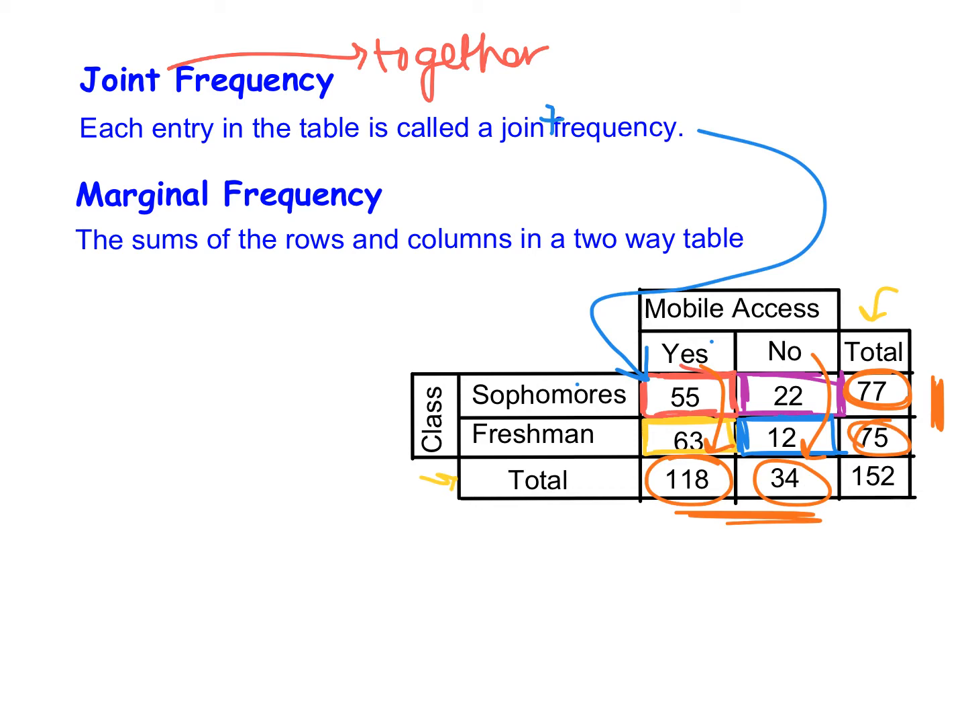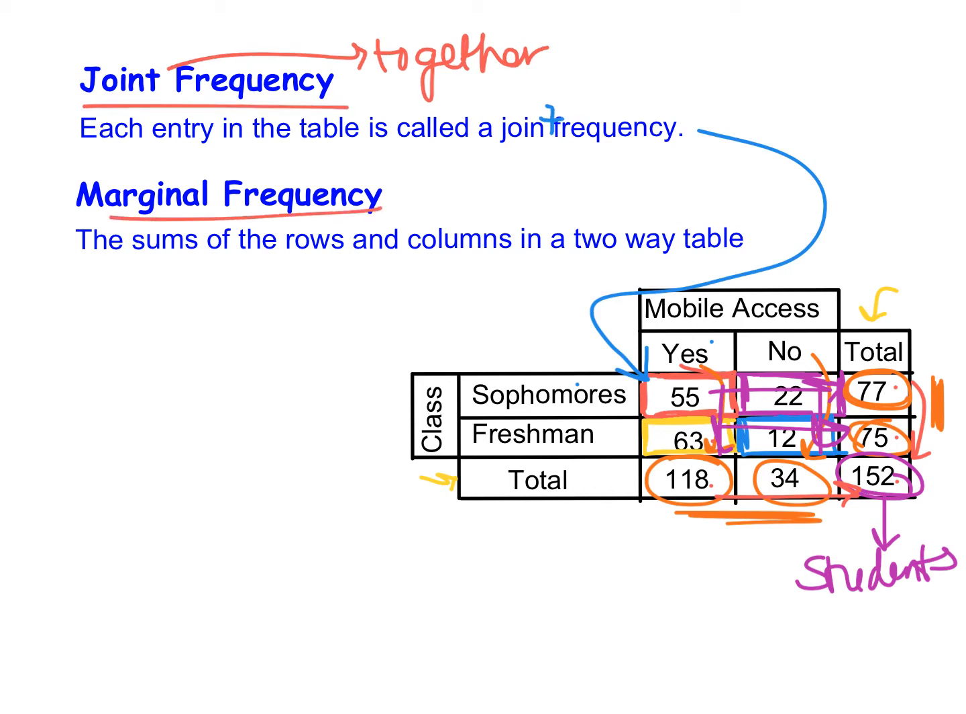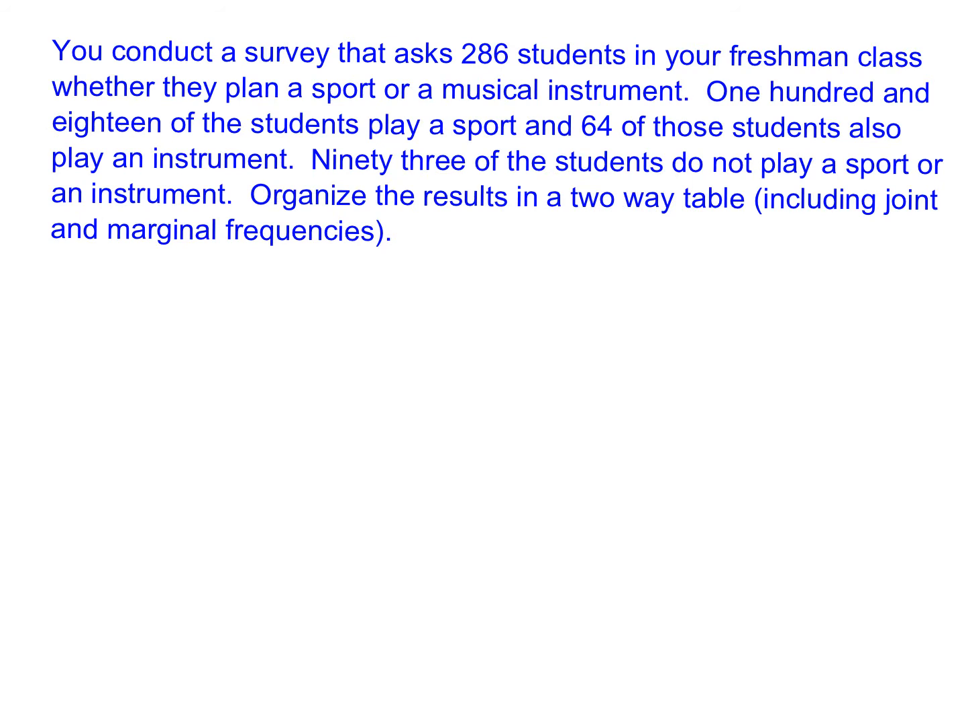And finally, with all of this data written down, we can conclude that we have 152 total students. If you look carefully, you'll notice that whether we add down or across, 77 plus 75 gives us 152 students, as does 118 plus 34. So it all adds up nicely and shows how all of these numbers are interconnected, so you can find joint frequencies, marginal frequencies, or the total number of students. Let's go ahead and practice this.